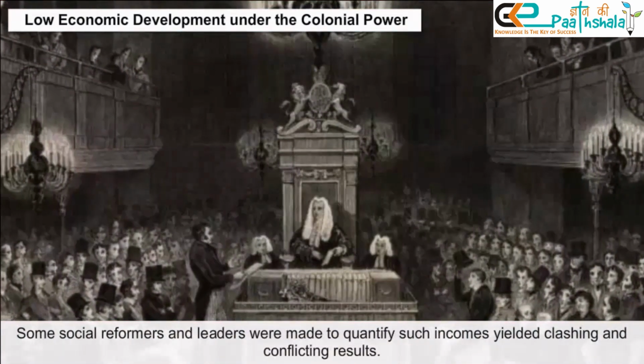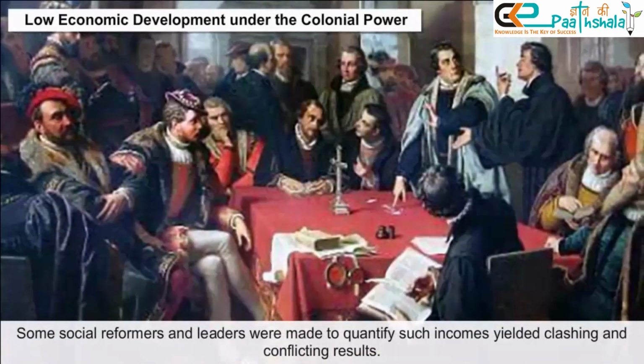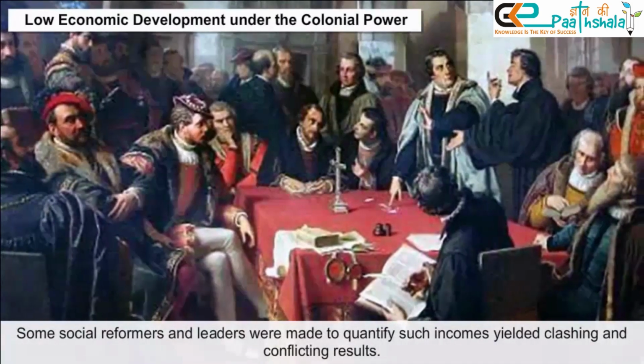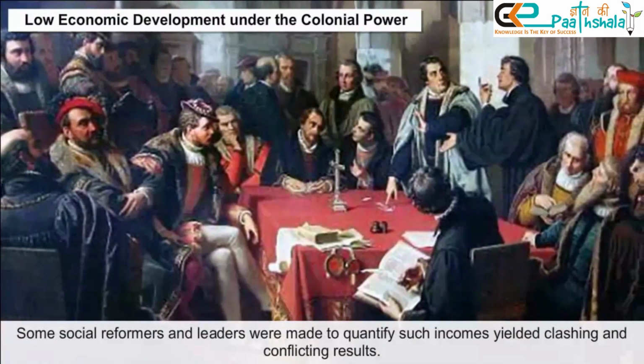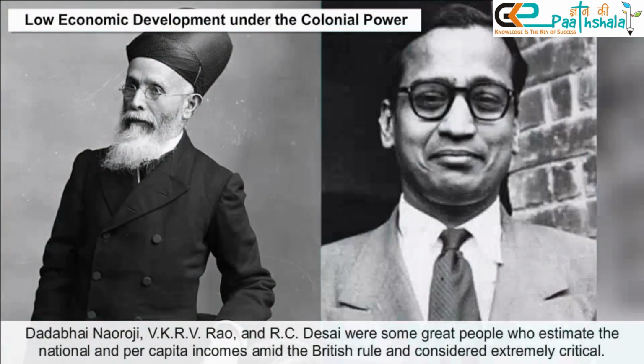Some social reformers and leaders made efforts to quantify such incomes, but they yielded clashing and conflicting results. Dadabhai Naoroji, V.K.R.V. Rao and R.C. Desai were some great people who estimated the national and per capita incomes during British rule and considered the situation extremely critical.